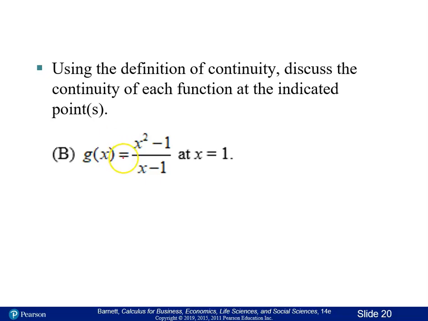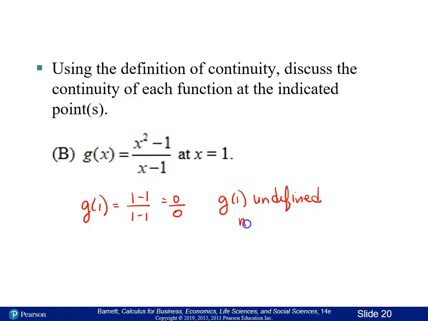This one, if we look at it, you can try, it would have a limit, but g of 1 would be 1 minus 1 over 1 minus 1, so 0 over 0. So g of 1 is undefined, so it's not continuous at x equals 1 due to it being undefined.